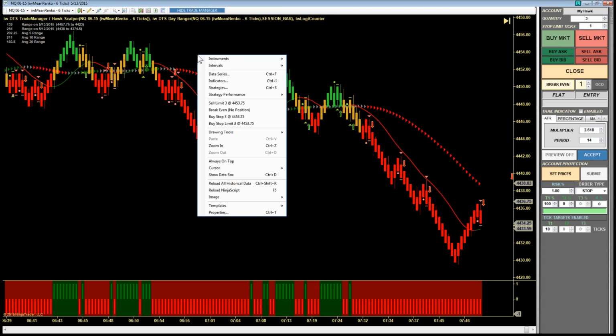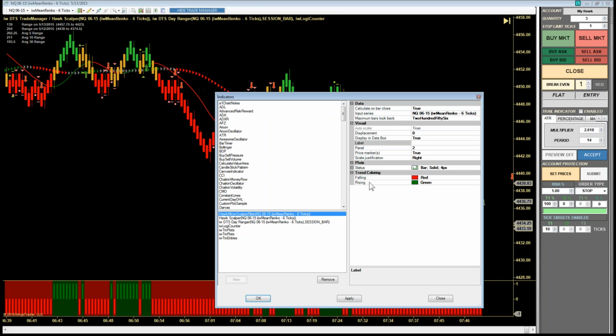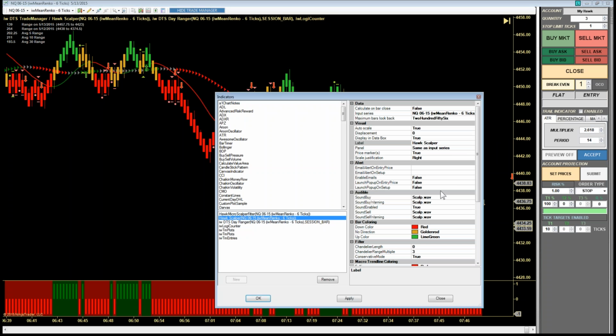Now, you're talking about the pop-ups, you can set your DTS tools to give you a pop-up alert. So you can have it pop up on the setup or on the entry price or both. If you like, you can even have it email you setups. I prefer the audio alert.